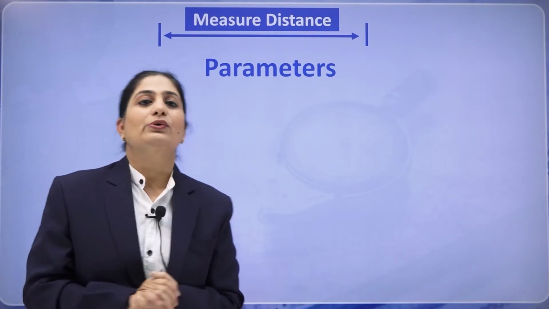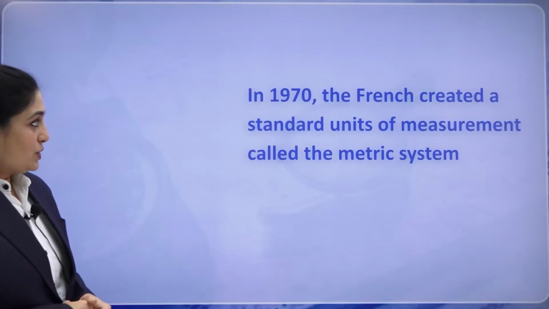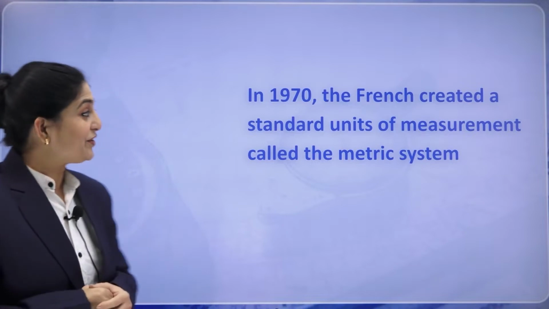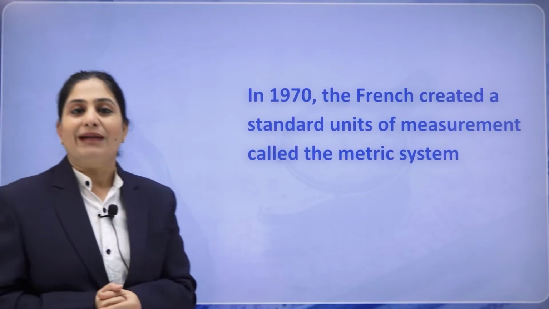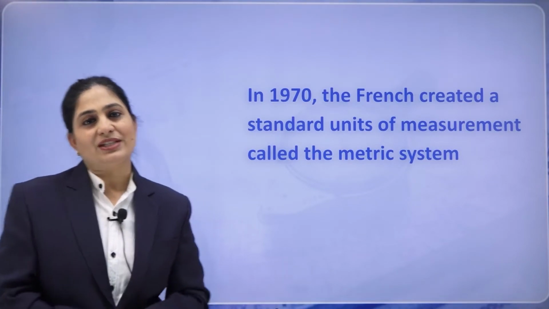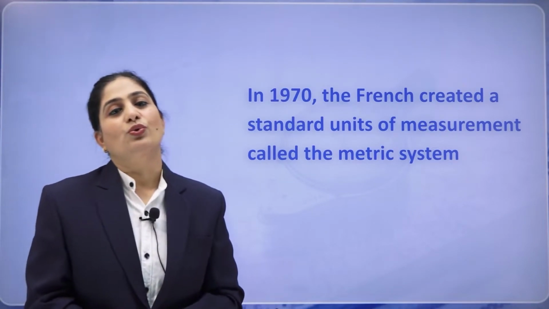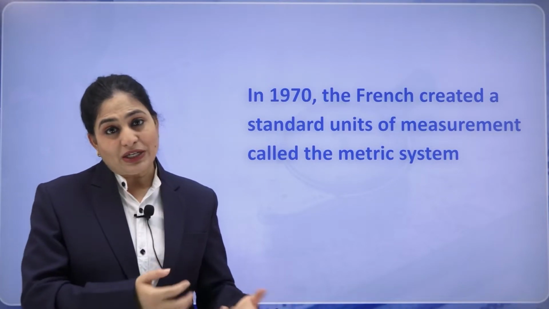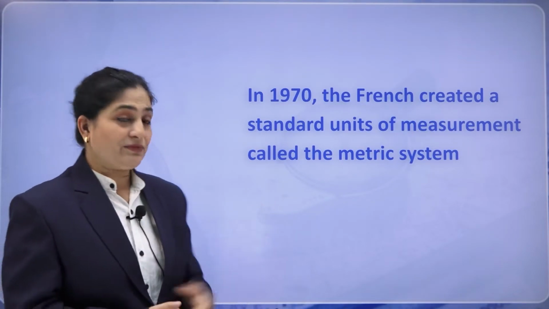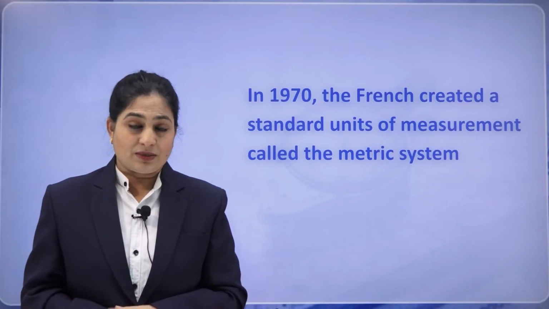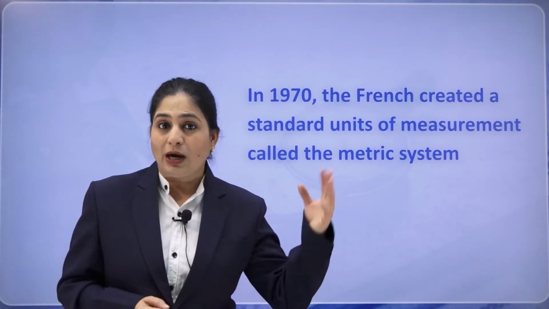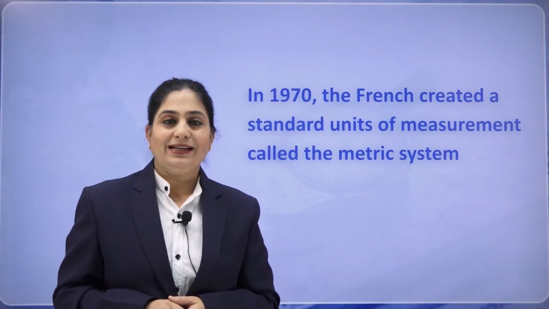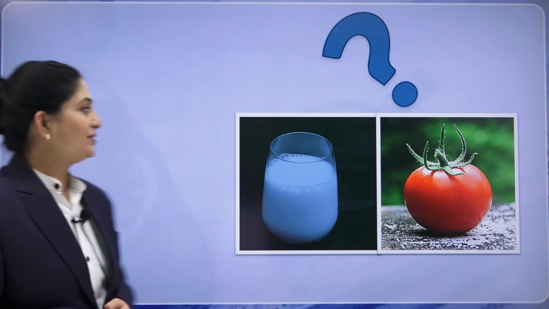So let us talk about what the parameter is. In 1970, the French created a special standard unit of measurement that they call the metric system. This is the metric system that we generally use to measure distance. That means there are certain specific units to measure distance. Why is this specific unit required? Because we should be uniform throughout when we measure any particular distance. Let us discuss why it is important.